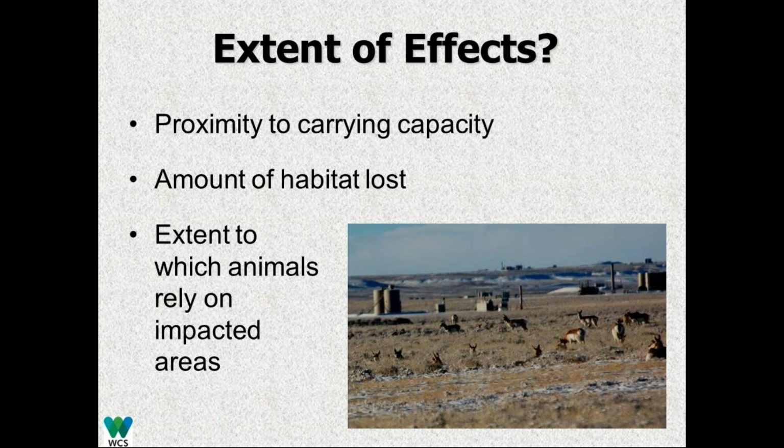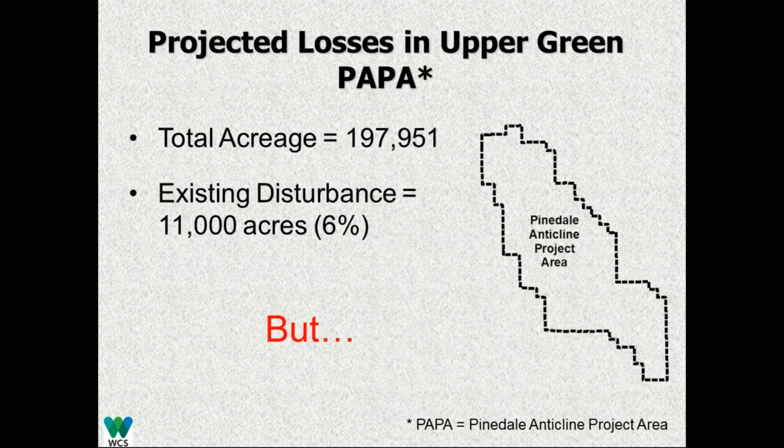The extent of effects is also going to be determined by the amount of habitat loss and the extent to which animals rely on impacted areas. Okay, just a little bit more information before I go into the study design. Again, the PAPA is about 198,000 acres. Currently, about 6%, or 11,000 acres, is being disturbed.